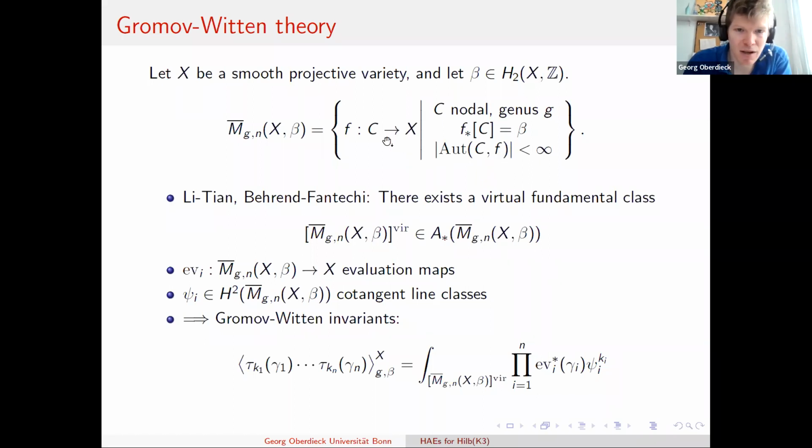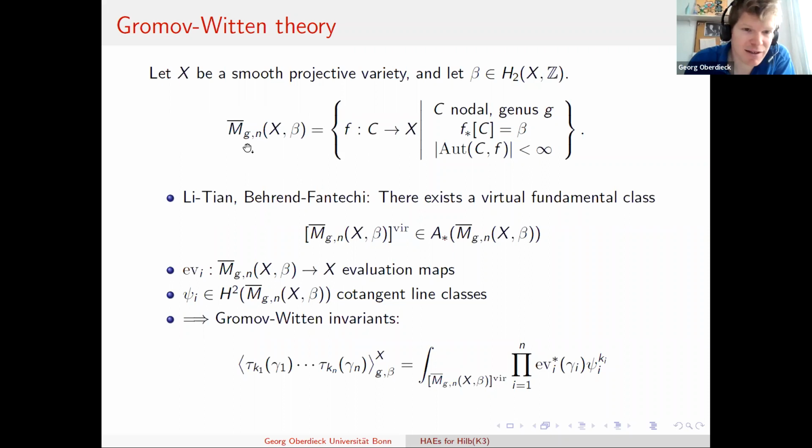Okay. And so the way you should think about this is that the open locus really parameterizes maps from smooth curves to your target. And then you add some sort of boundary. You make this compact by adding maps also from nodal curves. This description is, of course, a description as a set, but this really is a moduli functor. And as such, it really becomes a proper DM stack that you can work with.